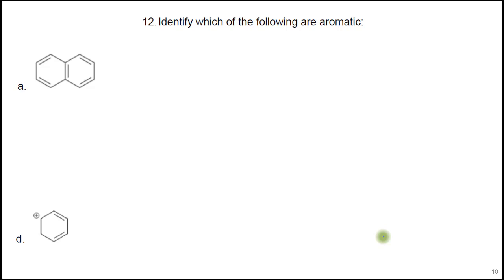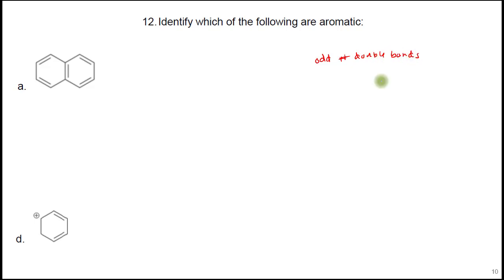All right, which of these are aromatic? So we're looking for 4n plus 2, or an odd number of pi electrons or pi bonds. Double bonds.